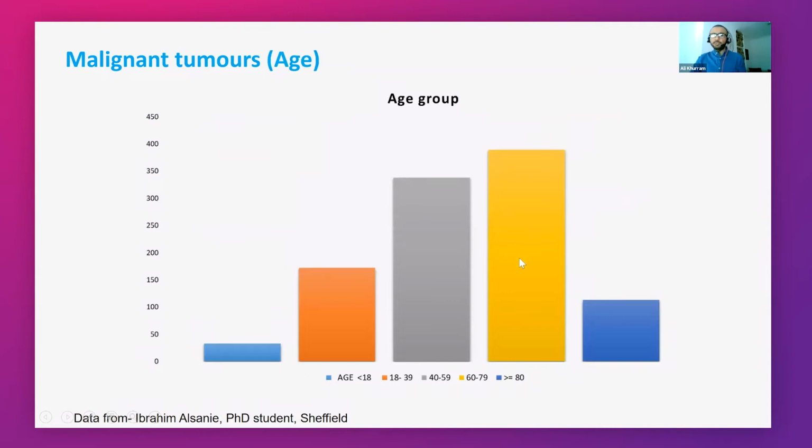The age distribution is fairly wide, but 40 to 79 years of age seems to be the most common group. However, it can involve younger and older patients, and even children. And in children, again, mucoepidermoid carcinoma seems to be the most common one.